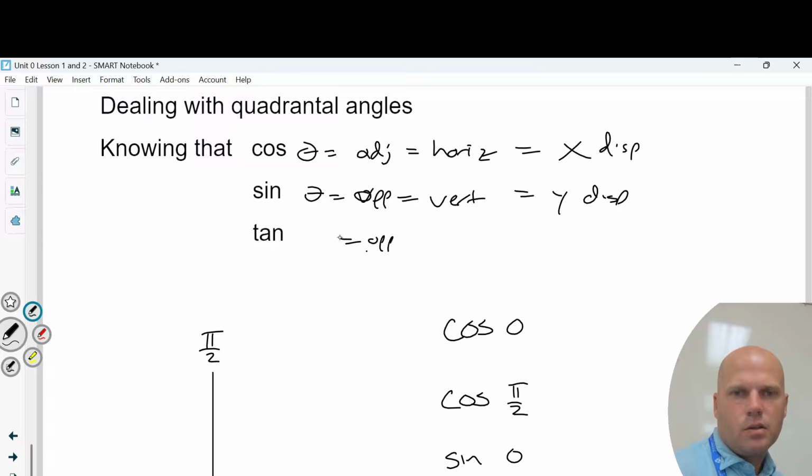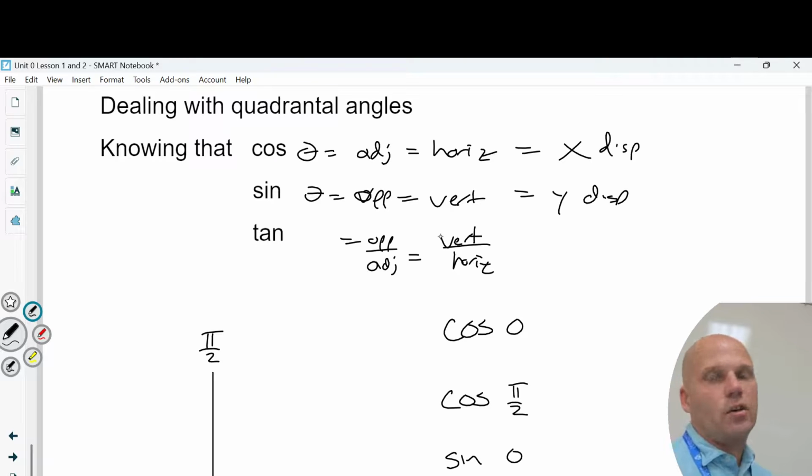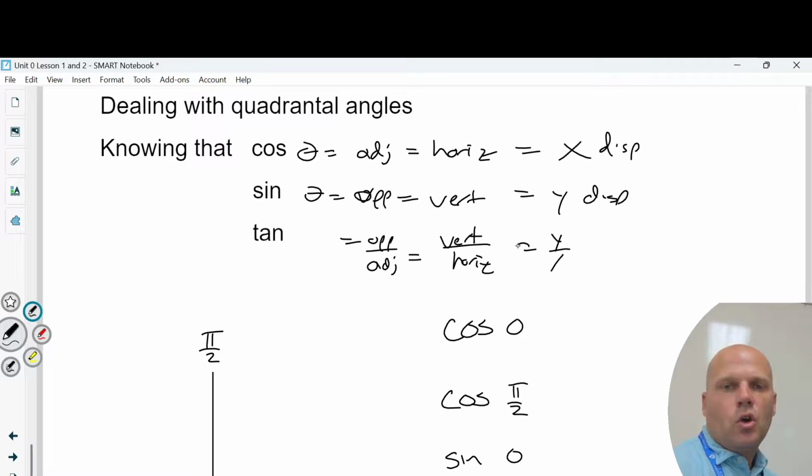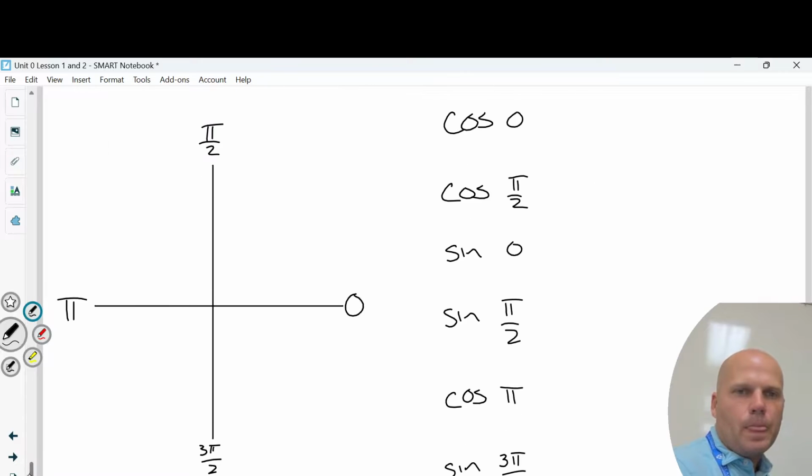Tangent, vertical over horizontal, or y over x. When we get to an extreme, or what's like a quadrantial angle, we realize that we can't see a triangle. Now I'm going to let you know a triangle is there. Say we're talking about 0 degrees. Here's 0 degrees.